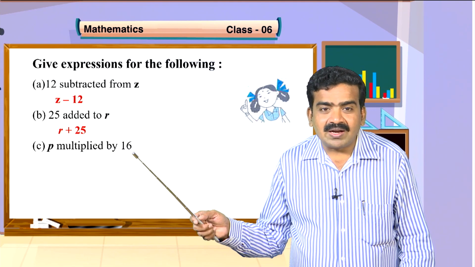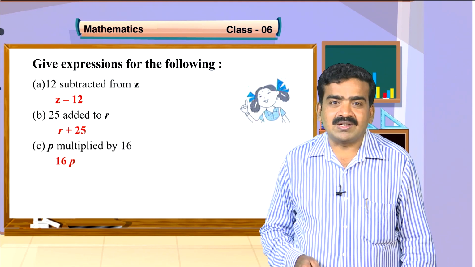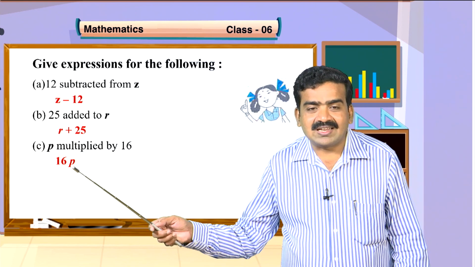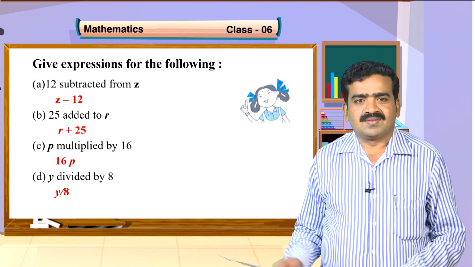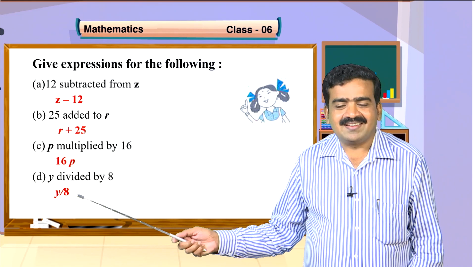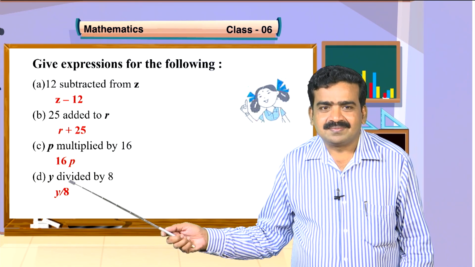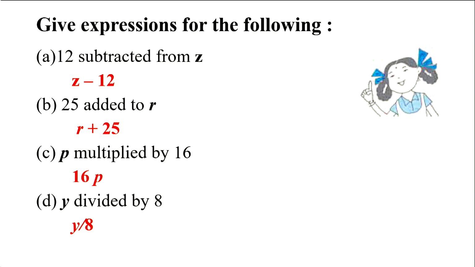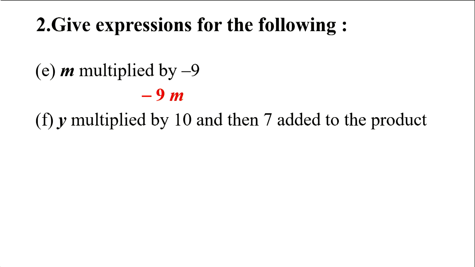p is multiplied by 16. How to write that? You are exactly correct, 16p. How to write y divided by 8? y divided by 8 gives the expression for this statement. Give expression for the following. So, let us learn a few more. m multiplied by minus 9 is equal to minus 9m. Then y multiplied by 10 and then added to the product.